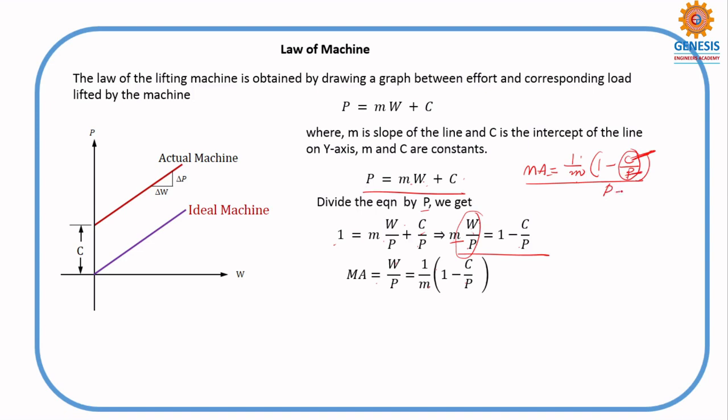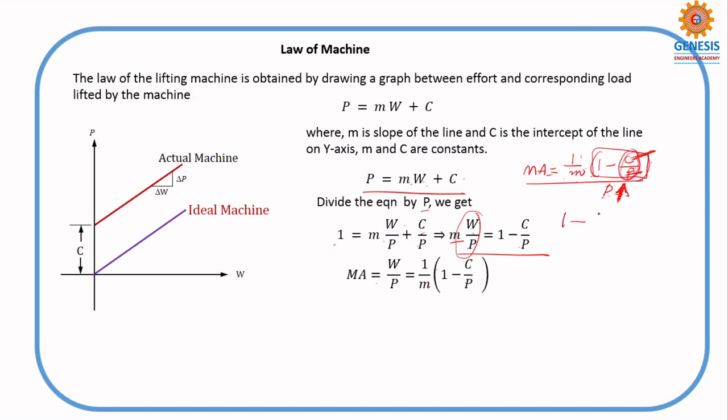If P increases, I will show like this one. If P increases, what would happen? This becomes lesser and lesser. Okay, if effort increases, this part will become lesser and it will reach, suppose, equivalent to 0. So that will have the maximum mechanical advantage if this is equal to 1.